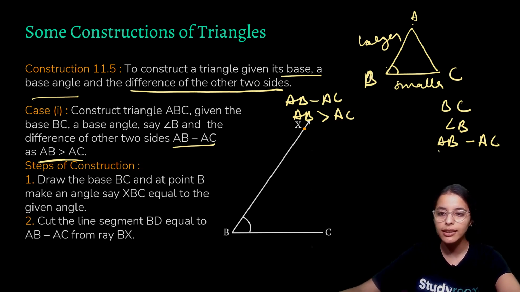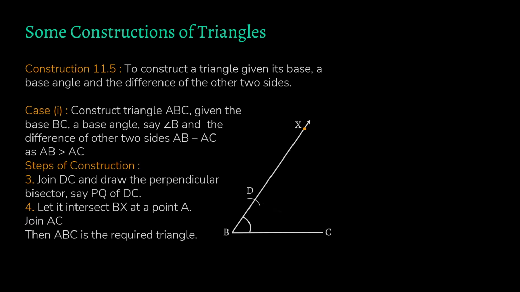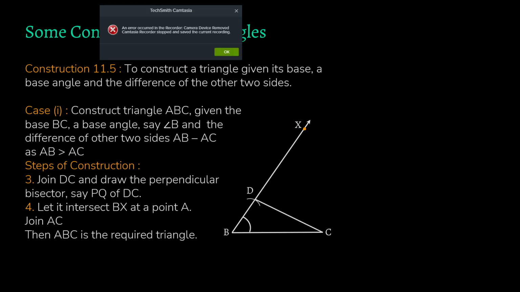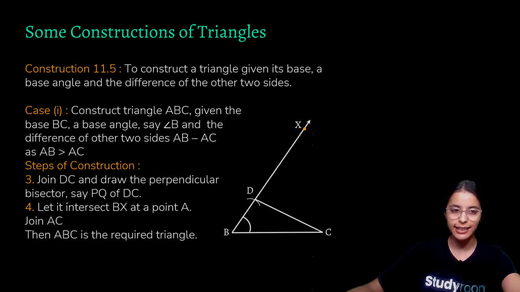Now we'll measure this length on our compass and keep it as the radius of the compass. Put the needle at B and then draw an arc. Now the point where the arc intersects BX would be called D, and we join D to C. Joining D to C.